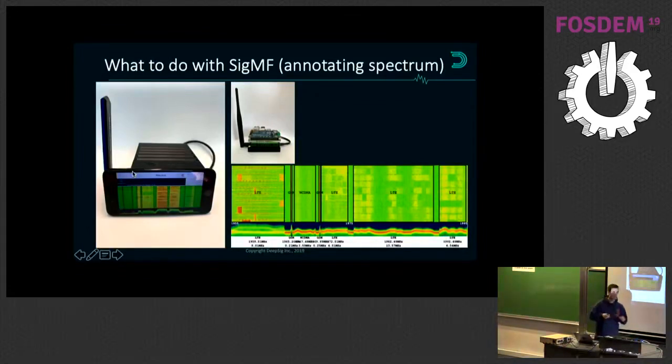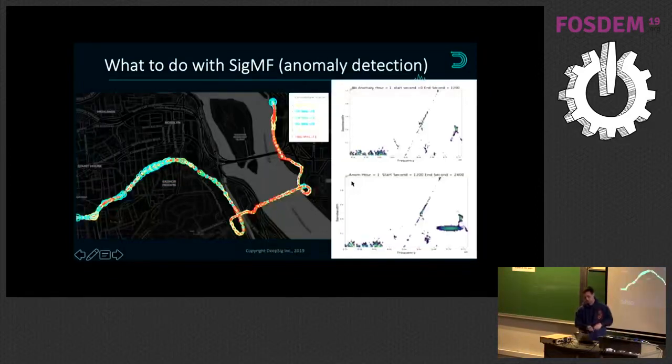At DeepSig, one of the things we do is spectrum annotations. It winds up looking kind of like this: just draw boxes around signals and label what they are. If you go a layer above that, then there's anomaly detection, where you can drive through Arlington in Virginia and just keep note of what downlinks you see, and then draw heat maps over them with GPS coordinates.